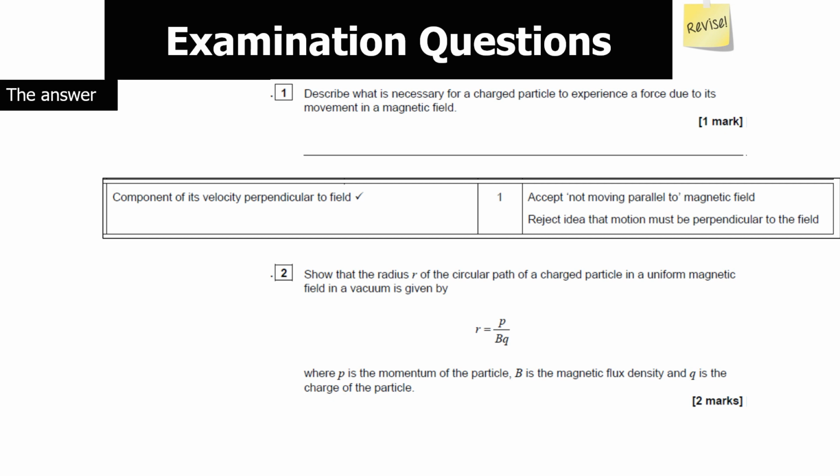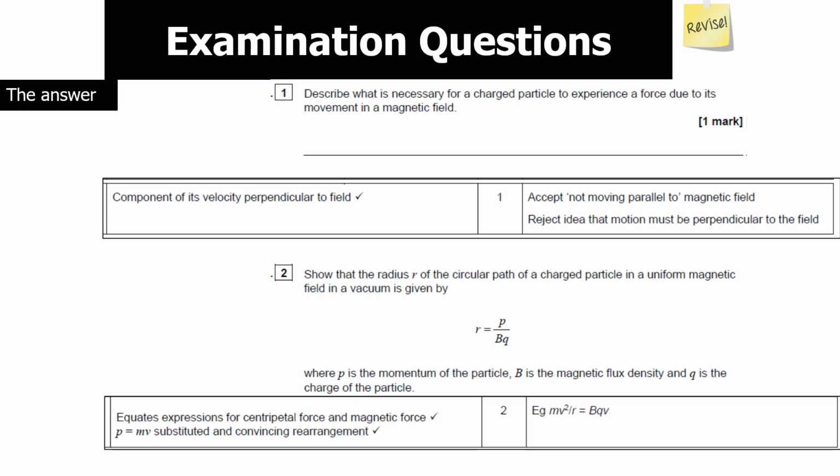Well, what you do is you remember that the magnetic force here, which is F equals BQV, is therefore going to equal the centripetal force, because it's causing the object to move in a circular path. So we can say mv squared over r equals BQV. We can then rearrange that, make r the subject. Remember that momentum is mass times velocity, so P equals mv, and we get our answer to be r equals P over BQ.